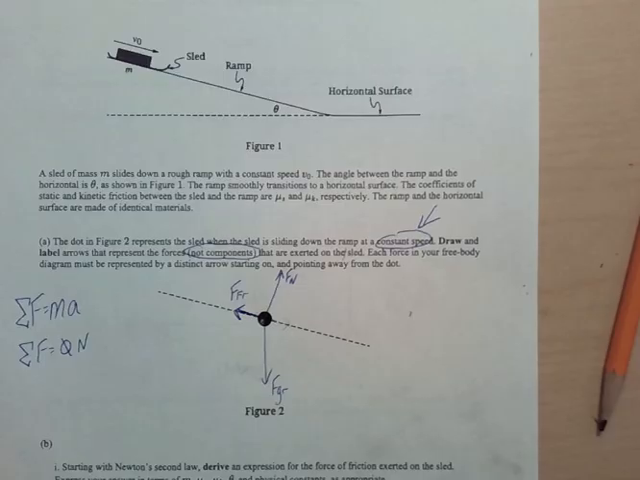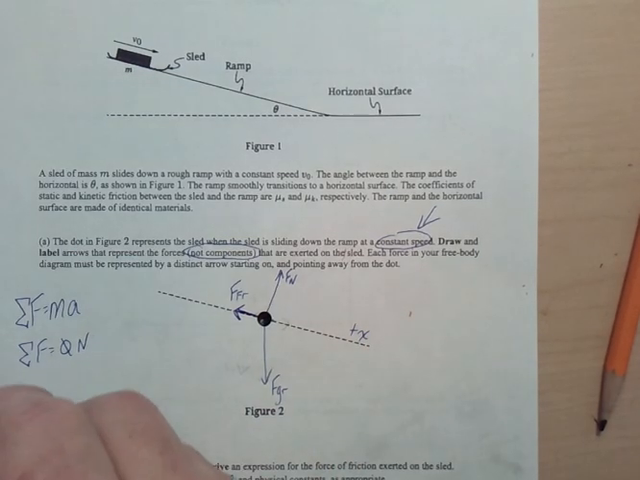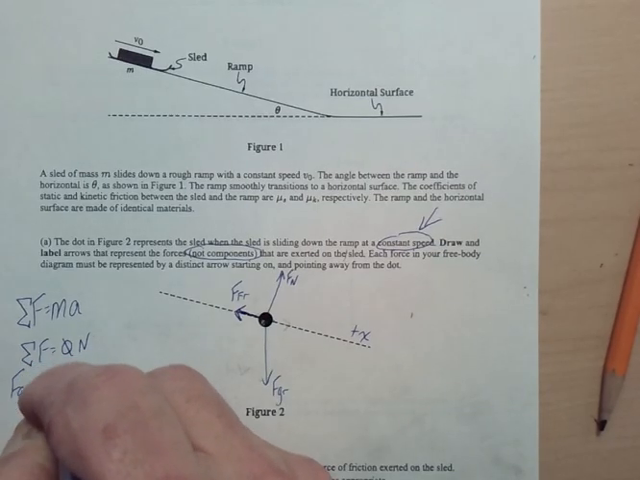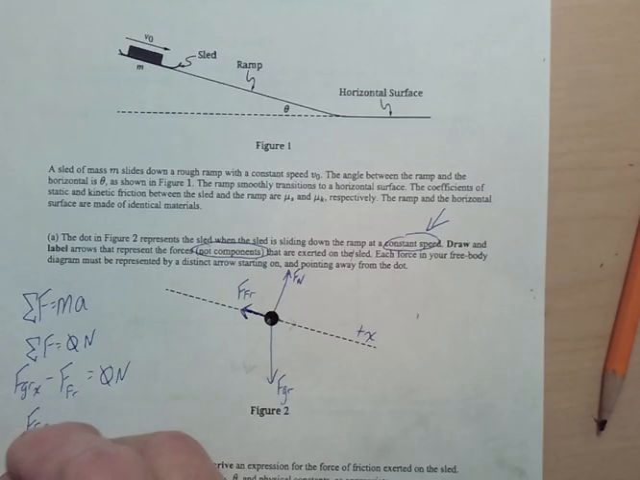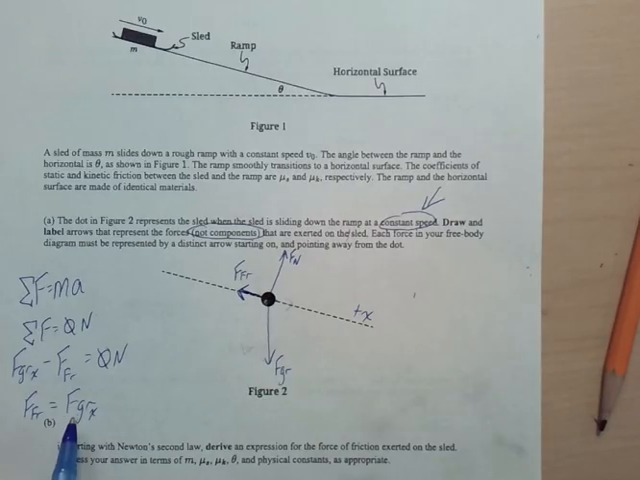So let's see. I'm just going to call this the positive x-axis. So I'm going to say that the force of gravity on the x-axis minus the force of friction equals 0 newtons. I'm going to add force of friction to the other side, and I'm going to get force of friction is equal to force gravity on the x-axis. And now we're sort of there, except I'm not allowed to write FGR sub x. I'm allowed to express my answer in terms of m, mu, theta, and physical constants such as g.